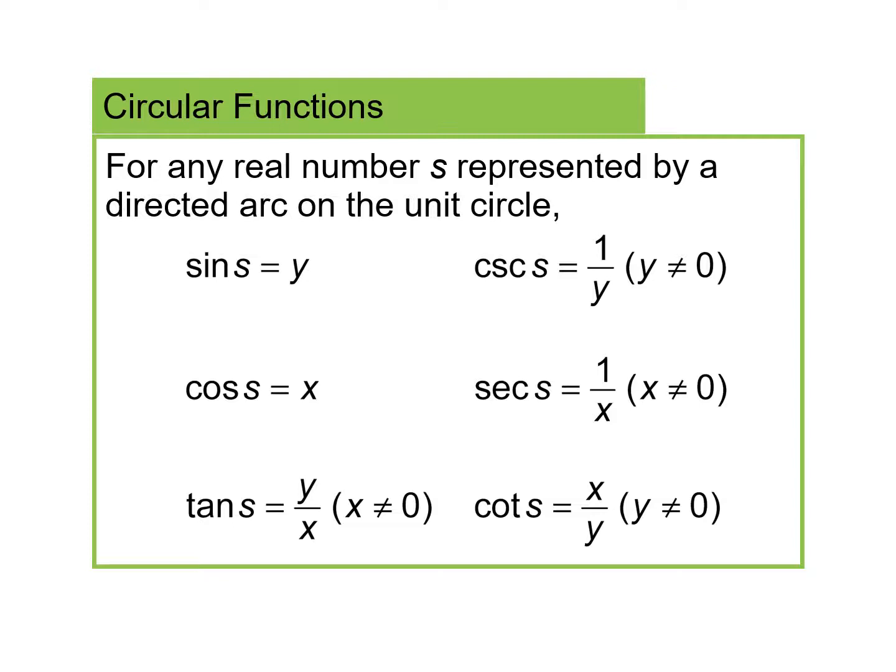Now, for any real number s represented by a directed arc on the unit circle, sine of s is equal to y, cosine of s is equal to x, tan of s is equal to y over x, and we can't let x equal 0. Cosecant of s is 1 over y, and y cannot equal 0. Secant of s is 1 over x, where x is not 0. And cotangent of s is x over y, where y does not equal 0. Now we can use this 1 here because remember this is equal to the radius.